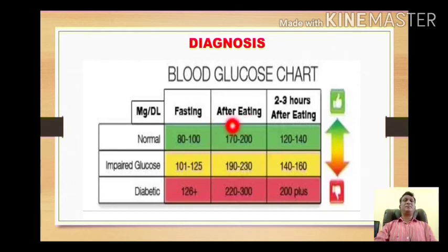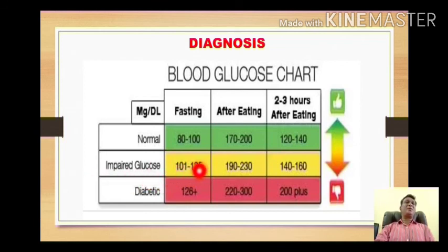Suppose that after having some meal, this blood glucose may rise to 170 to 200 milligram per deciliter. And after 2 to 3 hours of eating, this range should be 120 to 140. That means ultimately the blood glucose level for a normal person is considered as 80 to 120: 80 for fasting and 120 after 2 to 3 hours of having any meal.